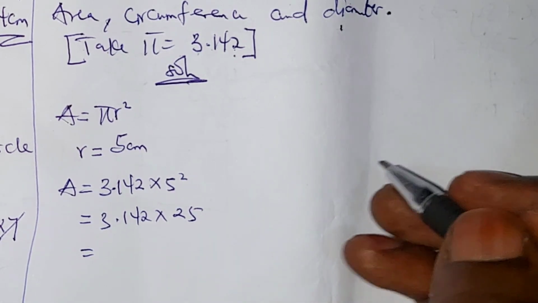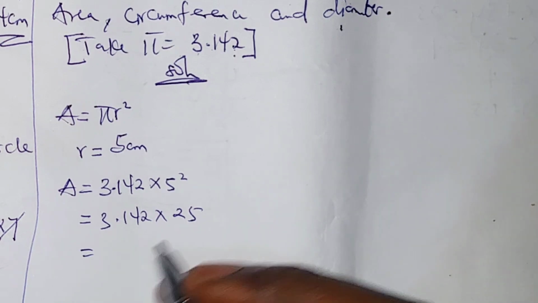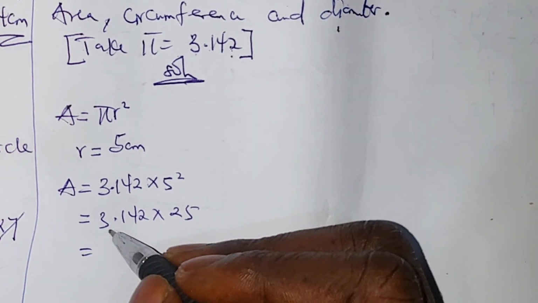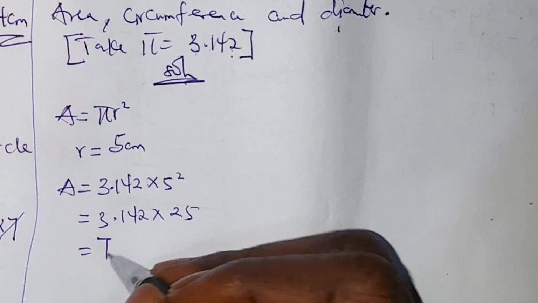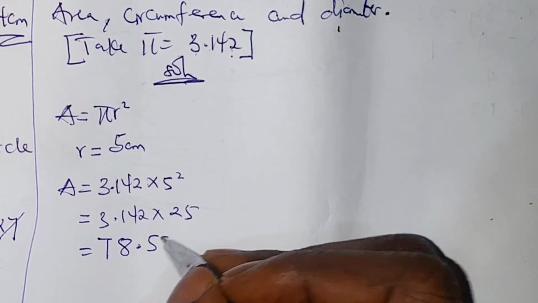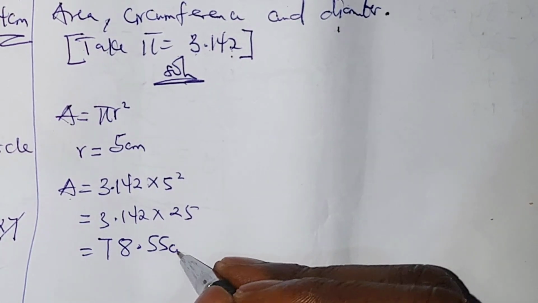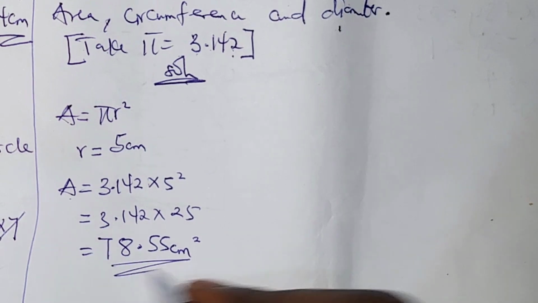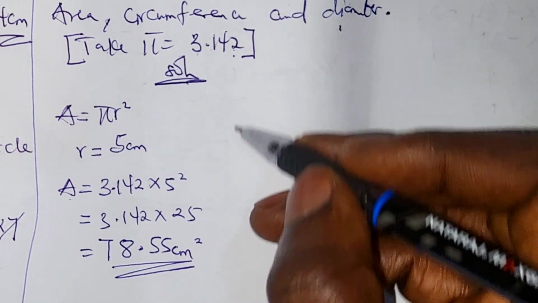If you are in SHS, you can just use your calculator to calculate this. If you are in the basic school, JHS, then you have to do this manually. So if you multiply, you're going to get 78.55. Since it is area, you need to add your centimeter squared. Okay, right. So that's the answer.